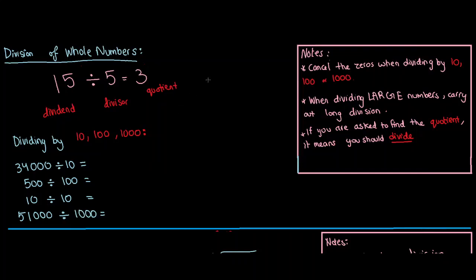This lesson is about the division of whole numbers. Division is the operation that is opposite to multiplication. So when we are dividing numbers, we are expecting to get a number that is smaller or less.